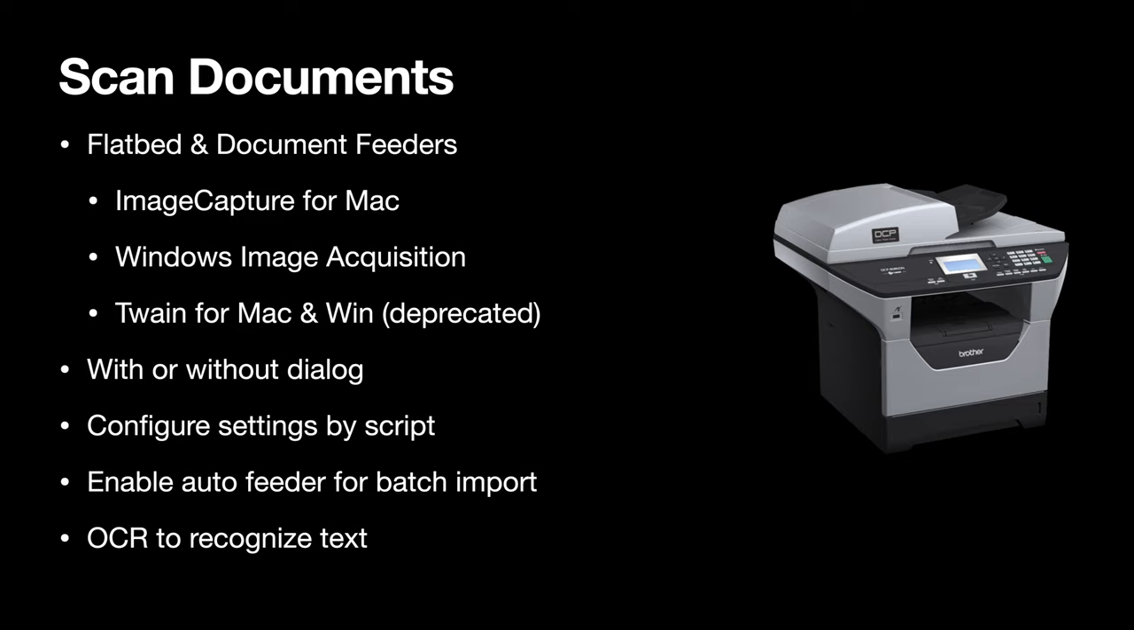Usually, if you have a scanner and you can scan in the Paint application on Windows or using the Image Capture application on Mac, the scanner will also work with our plugin, using the same functions internally as those applications. You can scan with and without a dialog, which allows you to set the settings by script and then scan without a dialog, so you can automate your scanning. You can use our OCR functions to recognize text in the scanned documents, and of course you can also enable the autofeeder so you can batch import a stack of papers.